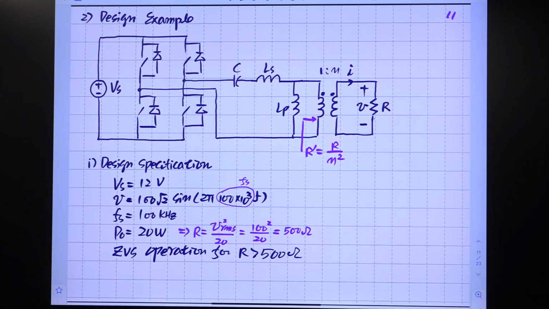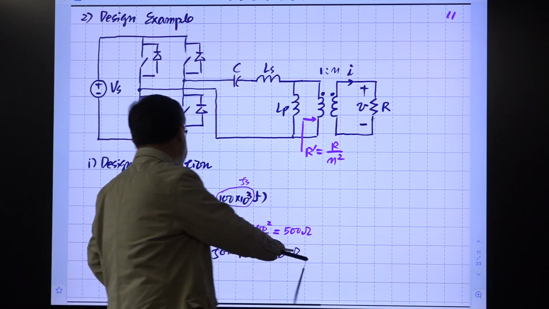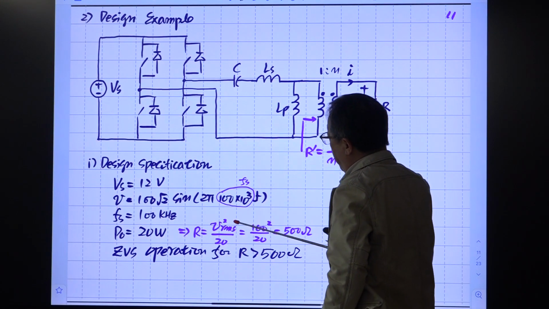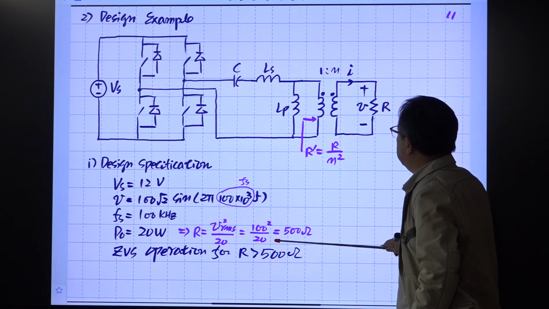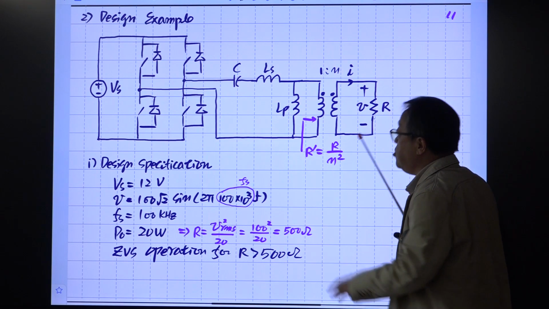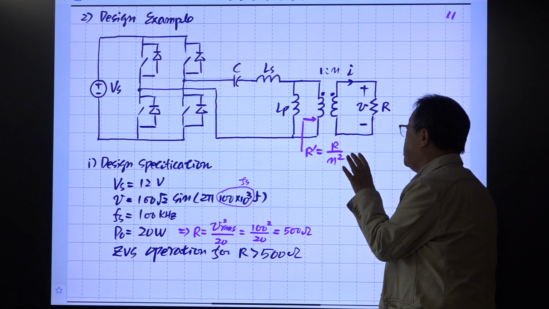So this is the spec, the design specification. This is the input DC voltage, and this is the output sinusoidal waveform. This is the RMS value, this is the peak value, and this is the switching frequency. The switching frequency is given as 100 kilohertz, and our power is 20 watts. From this specification, R is given by VRMS squared divided by power. Then 500 ohm is the value of this. This is the specification, but this is not sufficient.